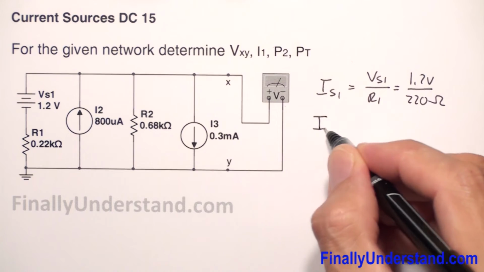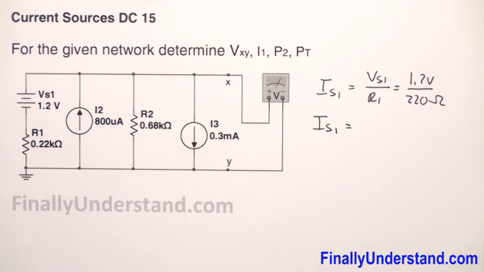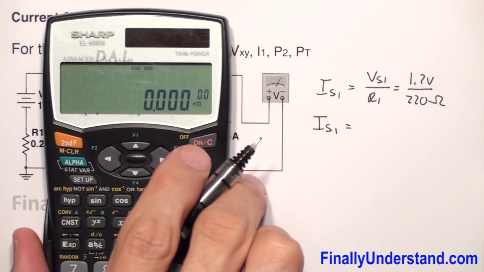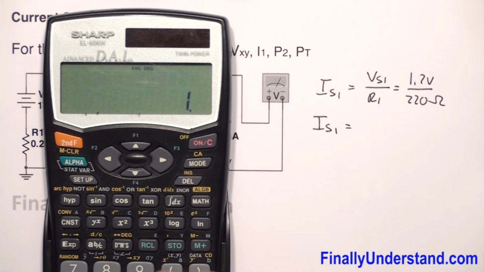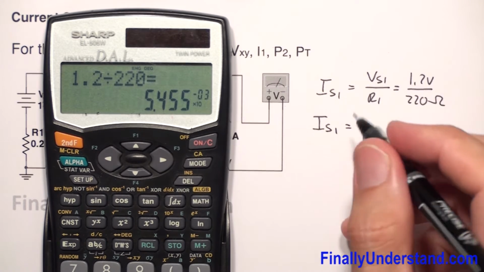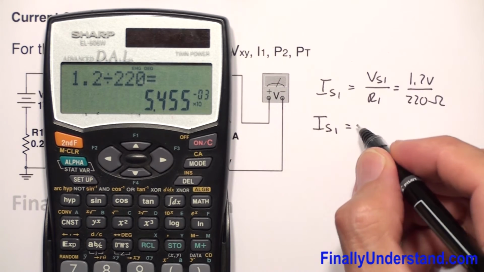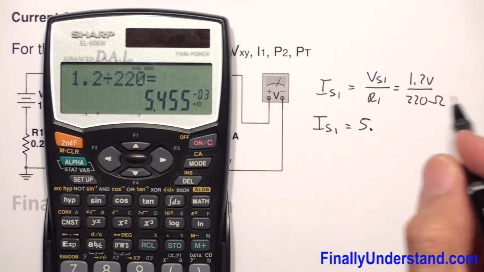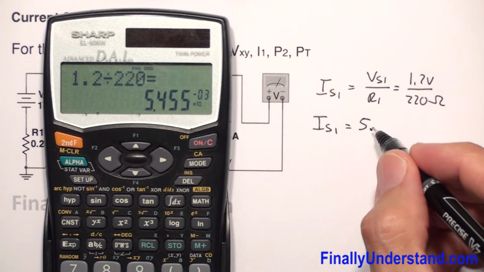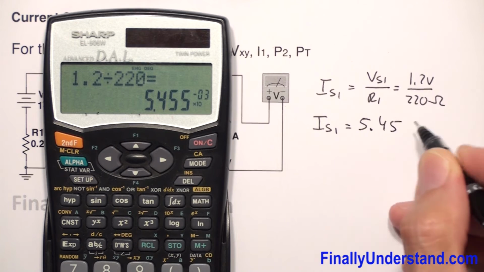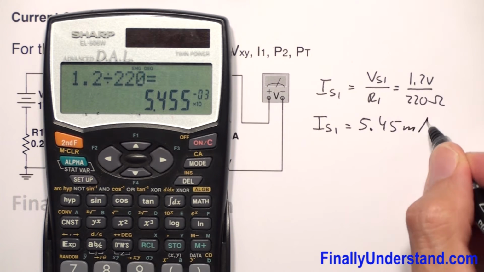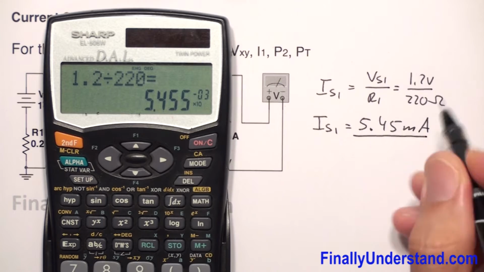So IS1 is equal to 1.2 divided by 220, which is equal to 5.45 milliamps. Okay, so this is my I source 1.